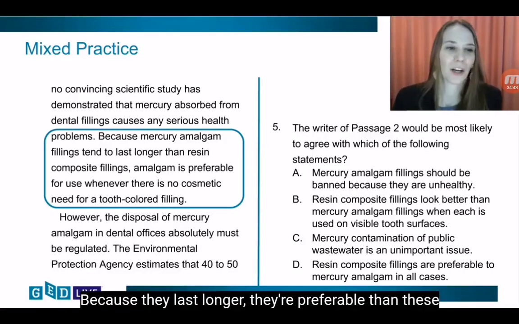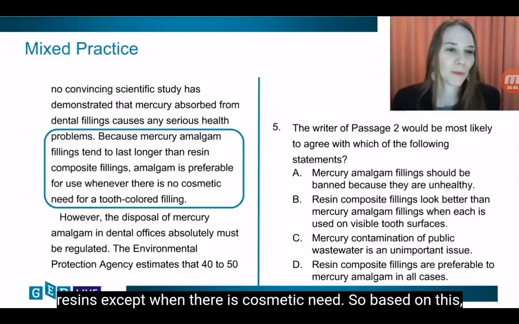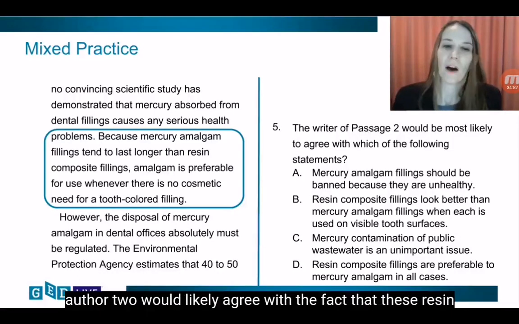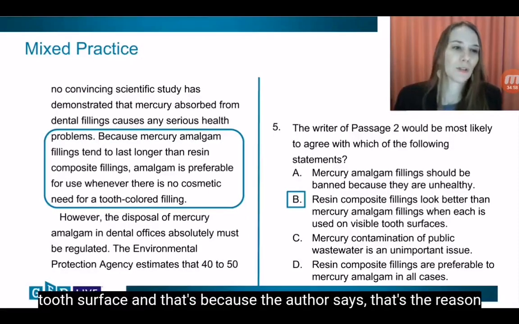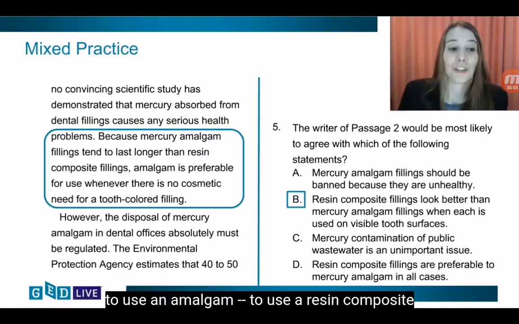Because they last longer, they're preferable to these resins, except when there is a cosmetic need. So based on this, author 2 would likely agree that these resin composite fillings look better, particularly when they're on a visible tooth surface. And that's because the author says that's the reason to use a resin composite instead of an amalgam.